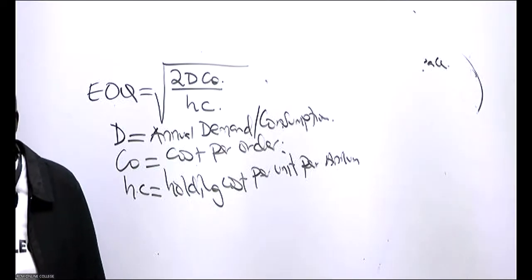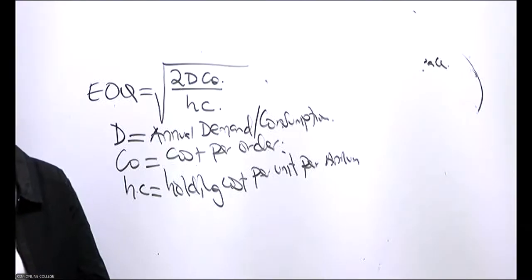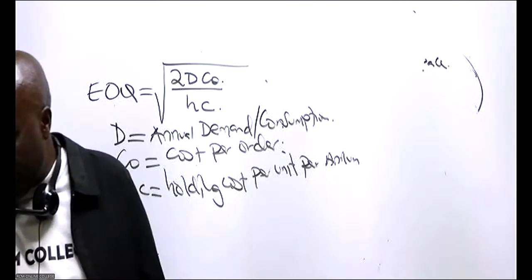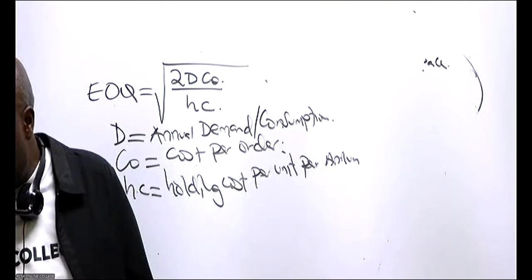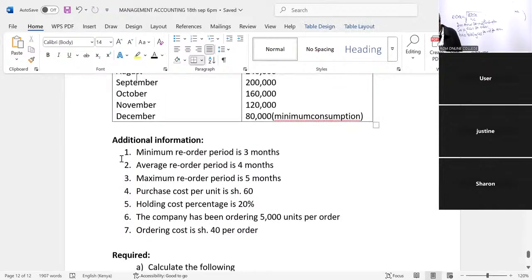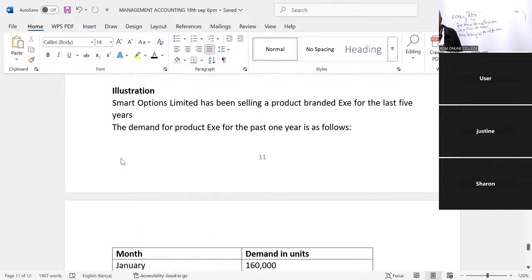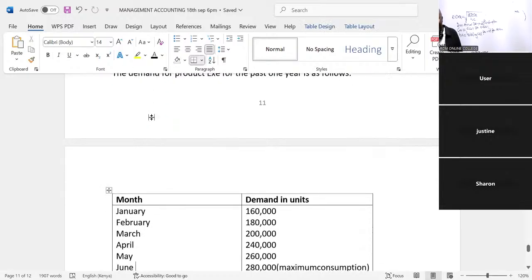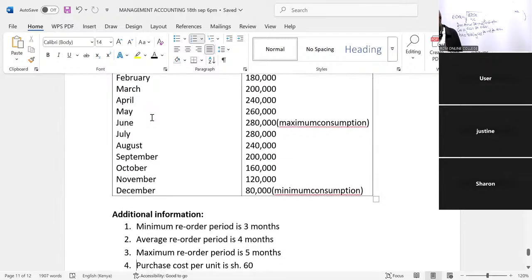So holding cost per unit per annum. Great. So then we go back to this question and then we tackle it. This question has a name. It is Smart Options, isn't it? So we are calculating EOQ for Smart Options. They gave us demand for each month, and I want annual demand.